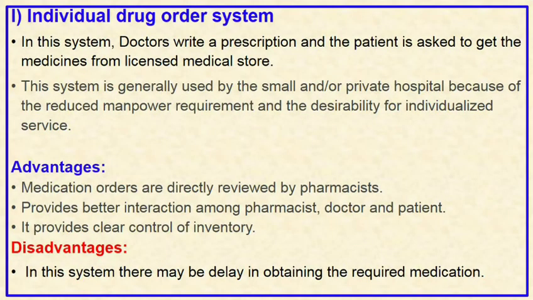Now the first type, that is the individual drug order system. In this system, doctors write a prescription and the patient is asked to get the medicines from a licensed medical store. This system is generally used by small and private hospitals because of the reduced manpower requirement and the desirability for individualized service. Advantages of this system are: medication orders are directly reviewed by pharmacists.